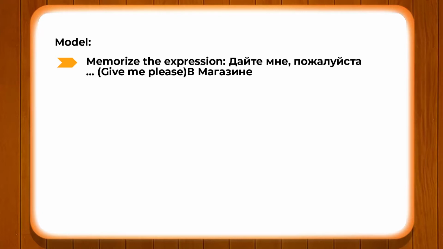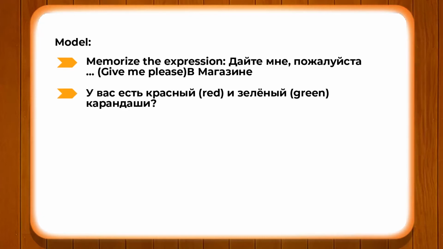Магазин is the title of this small dialogue. Please pay attention. Here we have the preposition "в," which means in. Магазин means shop, in the shop. У вас есть красный и зеленый карандаш? The person is asking: У вас есть, do you have, красный, which means red, and зеленый. Зеленый means green. Карандаш we already know means pencil, but when combined together it will be plural. У вас есть красный и зеленый карандаши?